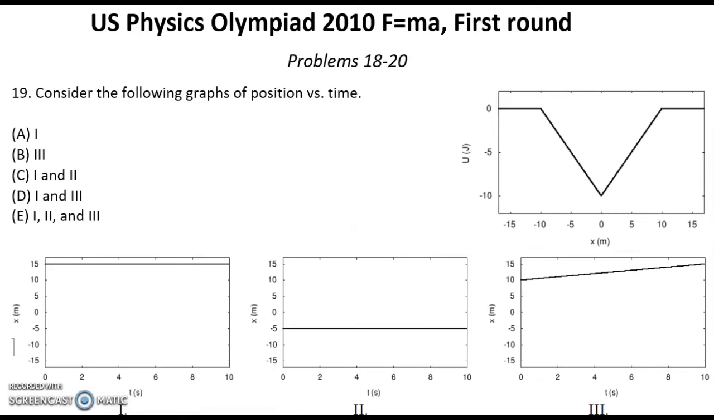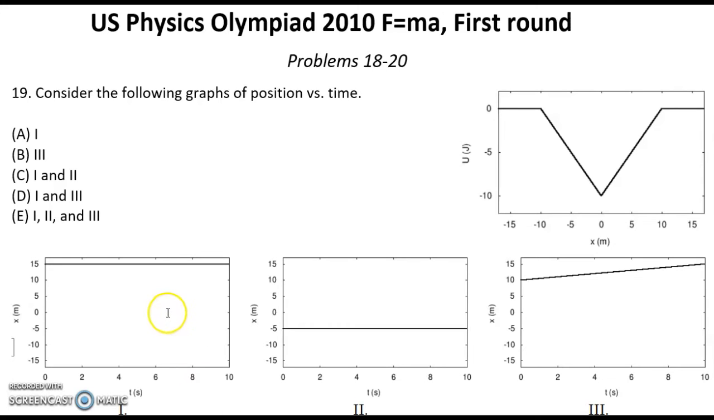Problem number 19. Consider the following graphs of position versus time. These 3 graphs. Which one is correct? Solution. Let's investigate all 3 step by step.